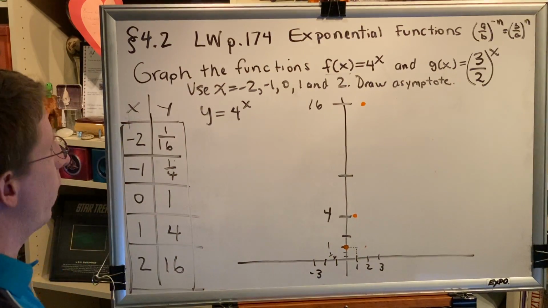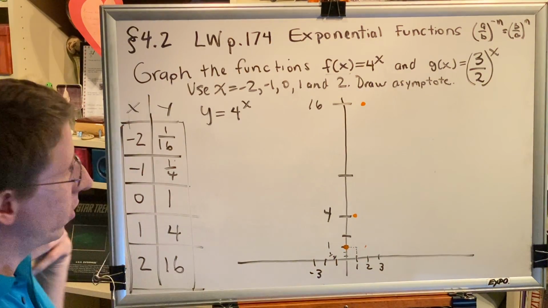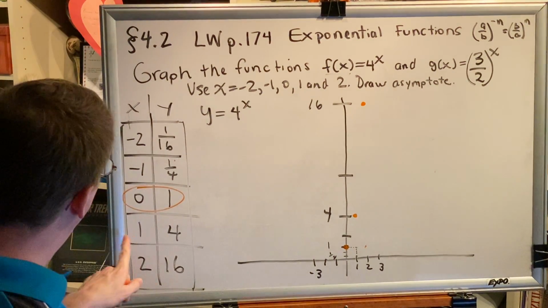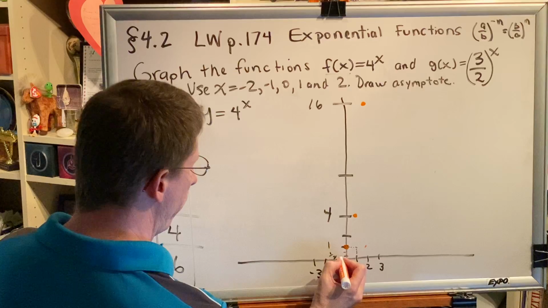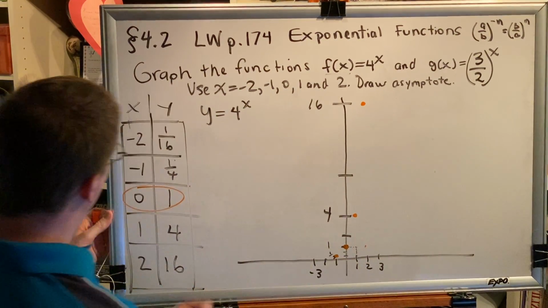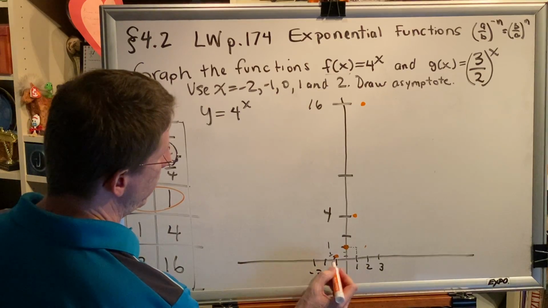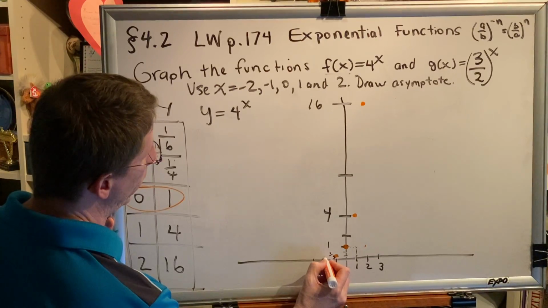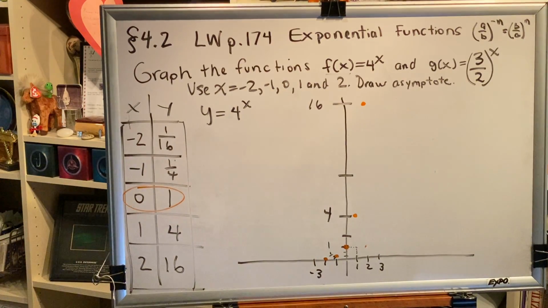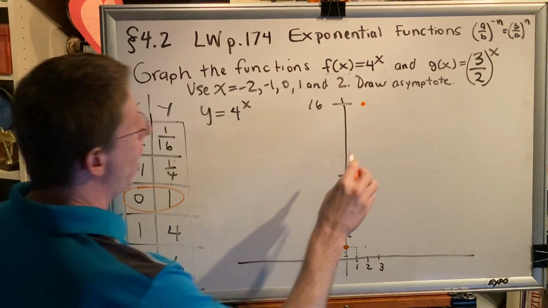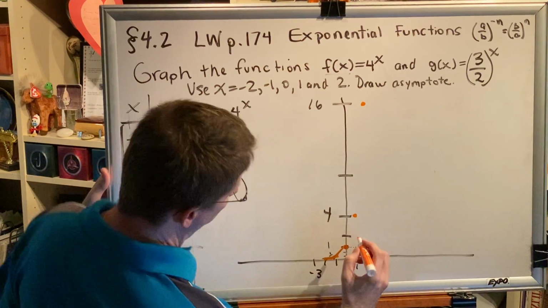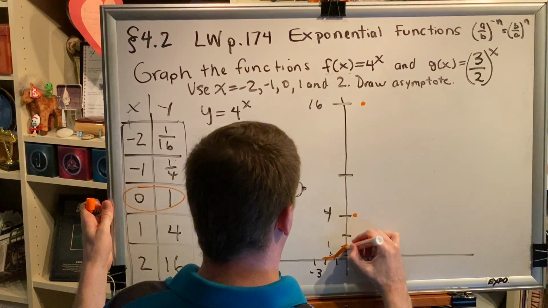Notice that our exponential function, just like all the others we've looked at so far, goes through the ordered pair 0, 1. -1, 1/4, so that would be approximately here. -2, 1/16. Now 1/16 is a positive number, but it's really, really small. So I'm just going to put a dot here that's just barely above the x-axis. And now I'm going to connect all the dots together. This is what exponential growth looks like.